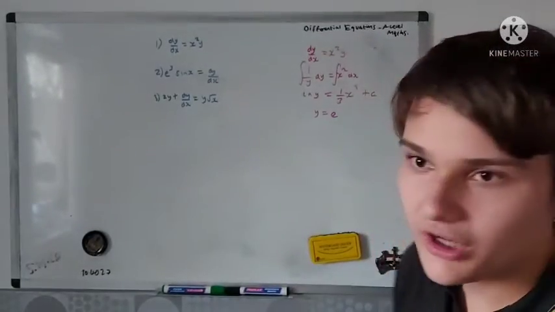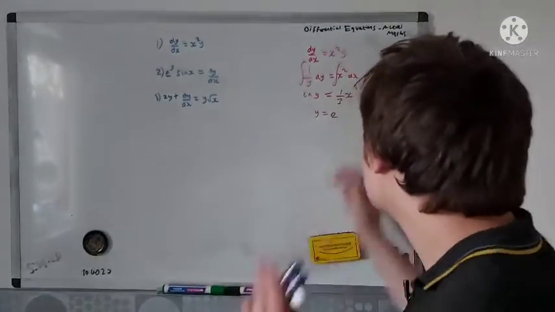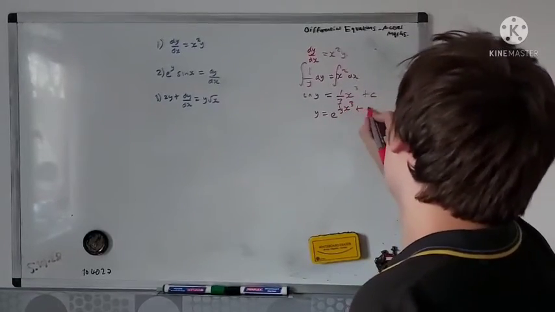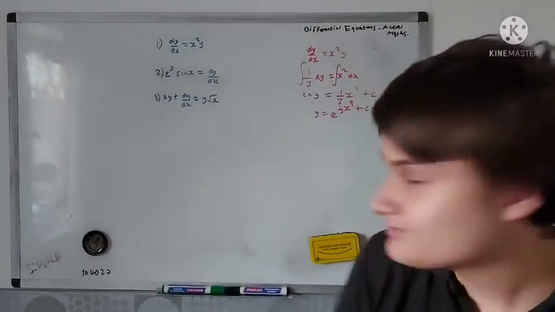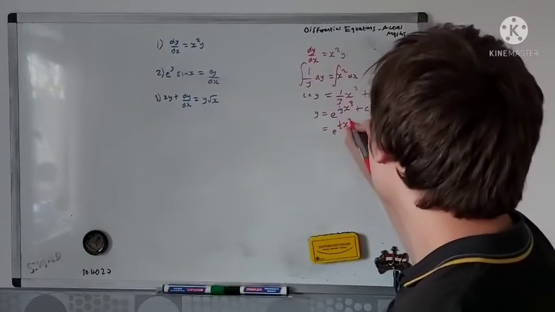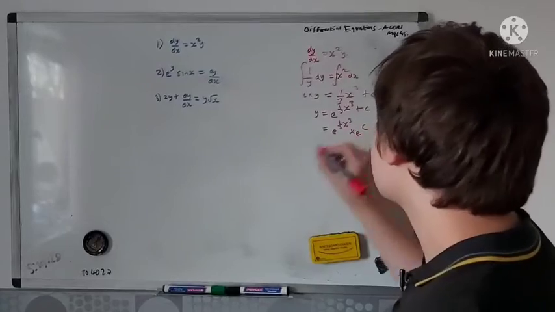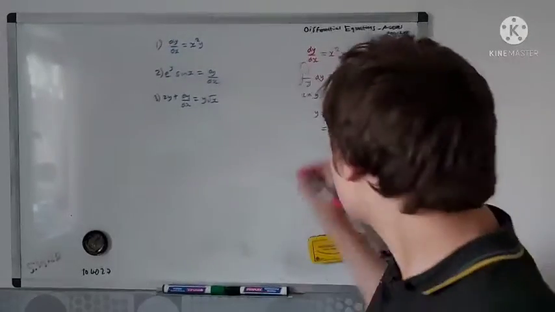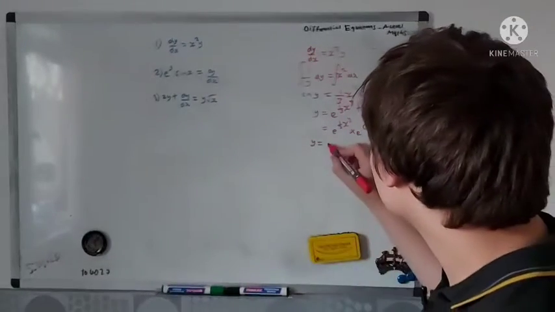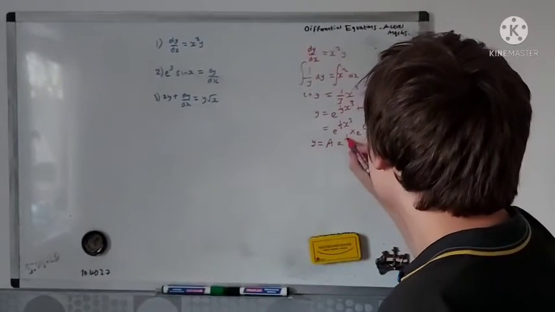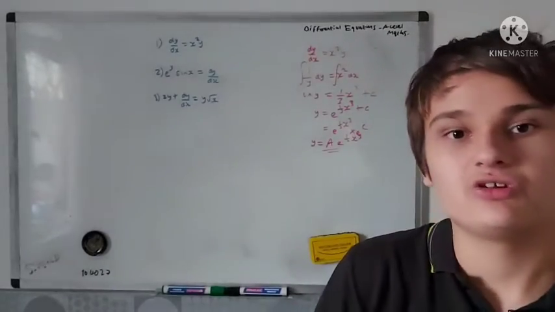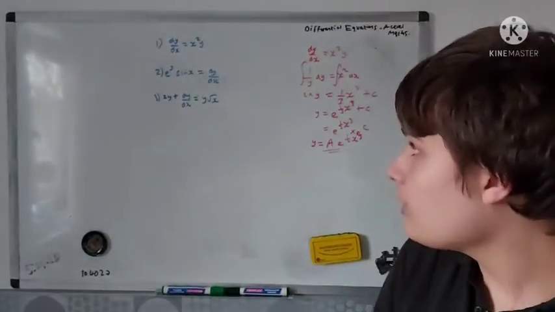Okay, so we get y is equal to e to the 1/3 x cubed plus constant. Indices laws, break this apart, times e to the c. Okay. Now e to the c is just another constant, we'll call it capital A for example, that's what we usually call it. We get A e to the 1/3 x cubed. And that is the general solution to question number 1.